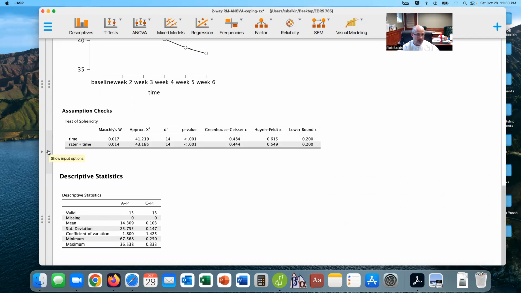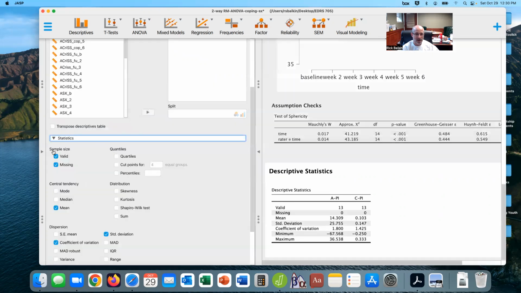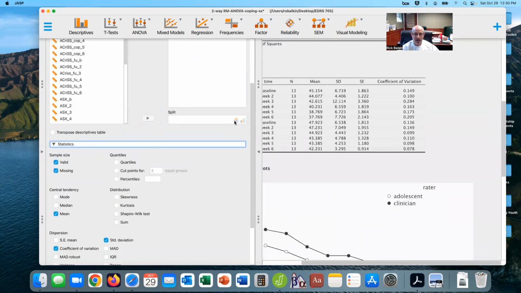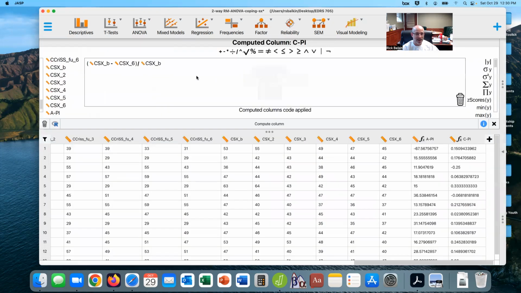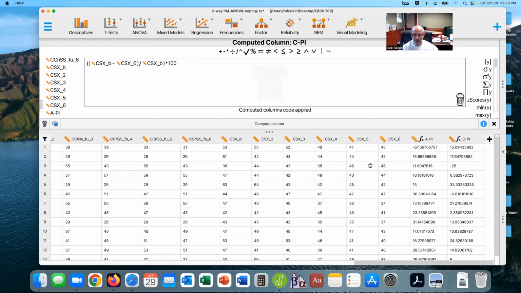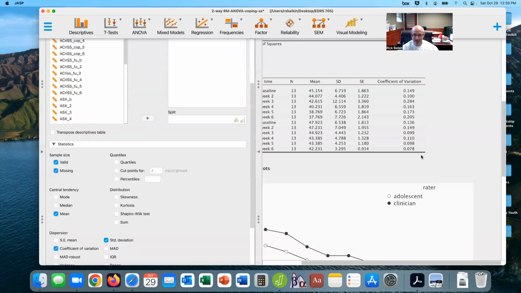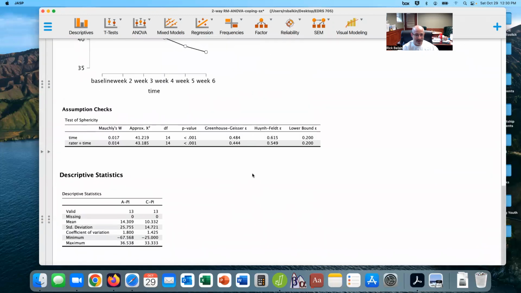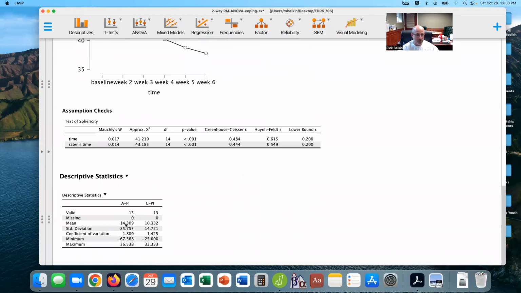ooh, I have an error here because that should be 0.103, that should be 10.3. Let's go look at that variable again real quick. Yeah, I forgot to multiply by 100. There we go. And we'll recompute that column. That'll fix it. Yeah, there we go. And so we see a 14% improvement that adolescents endorse versus a 10% improvement from the clinicians.